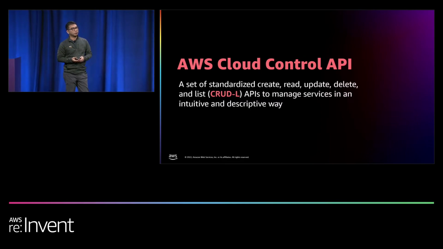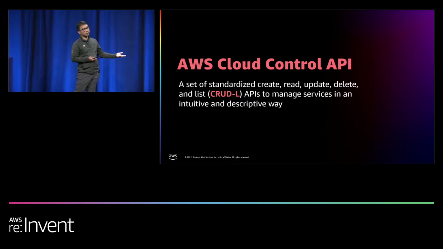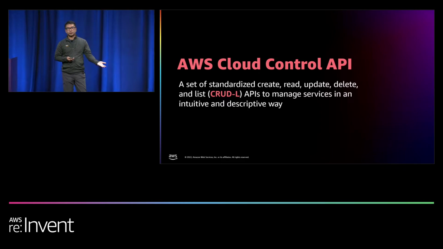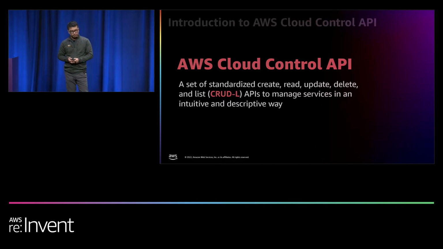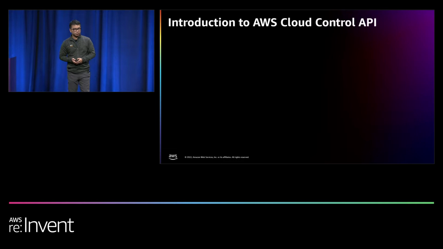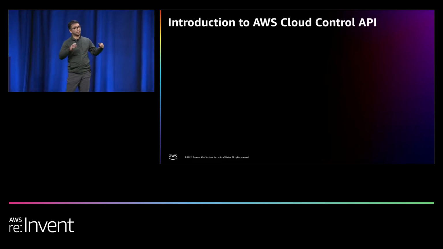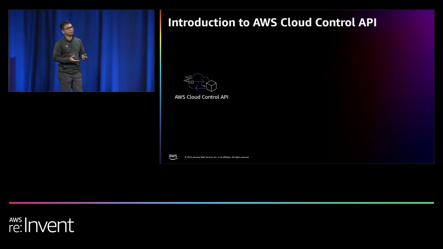resources. So by using a single get command, for example, I can look up all of my Lambda resources or my Kinesis stream. And then using a single create command, I can create the same resources as well. So you might wonder how this standard API actually works. So let's take a look.